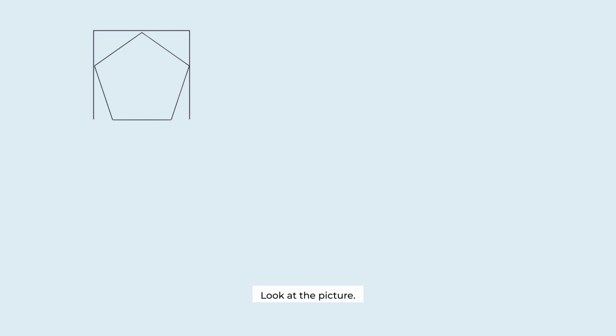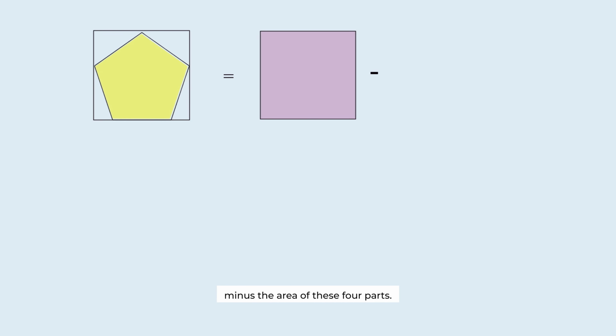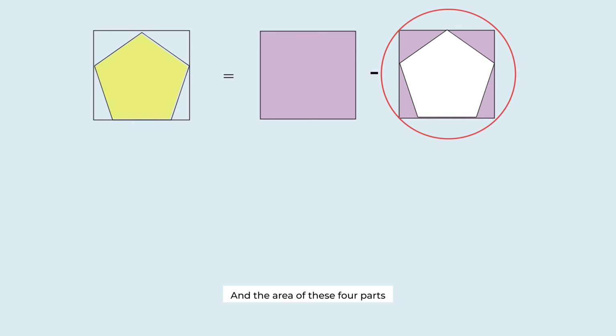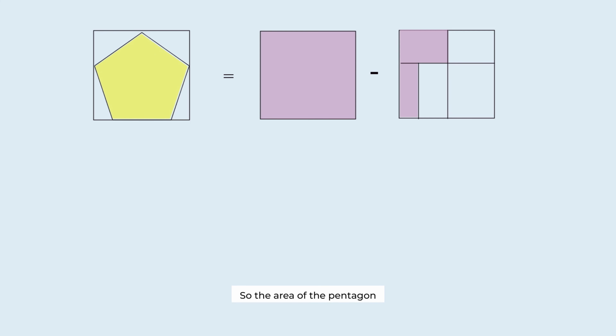Look at the picture. The area of the pentagon is the area of this rectangle minus the area of these 4 parts. And the area of these 4 parts equals these 2 rectangles. So the area of the pentagon is the area of this rectangle minus these 2 rectangles. Eventually, we've got to the stage where we can calculate the area of a regular pentagon.